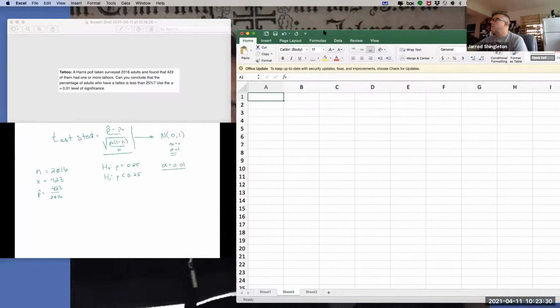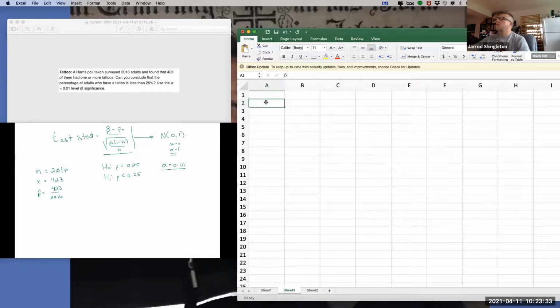Okay, and I'm going to make myself a nice template. Templates are always a good way to go whenever you're doing these types of problems. What do I need in this template? I need P naught, right? That's the thing that we're testing against. I need X, I need N, and I need P hat. Let me stop there and fill in some of these things. My P naught here is 0.25. My X here is the trues I've seen out of my population, 423, and N is 2016. My p hat is going to be this X divided by N.